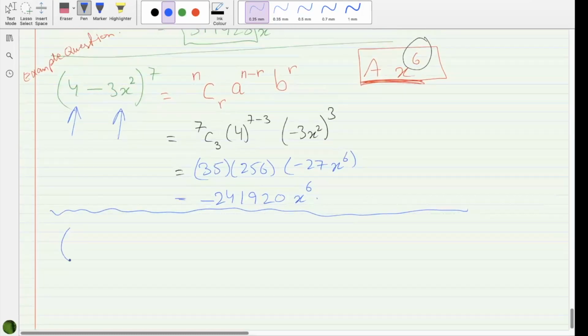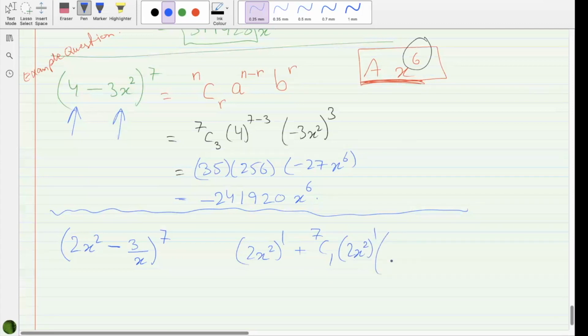But when we have this type of question, for example, 2x square minus 3 over x and the power is 7, we are not very sure which term will give what power of x. I'm skipping the constants and just writing a. For example, in the first part, it would be 2x square power 1. Second would be, let's write it: 7C1, A is 7 minus 1 and B is 1.